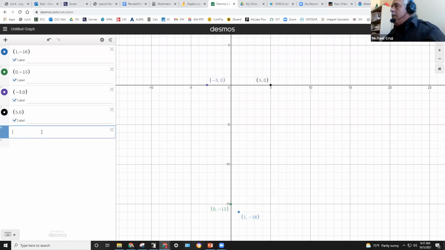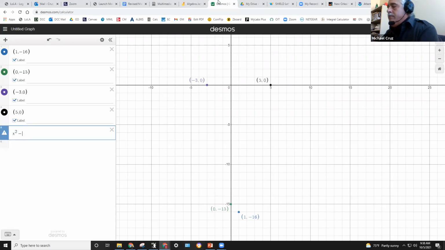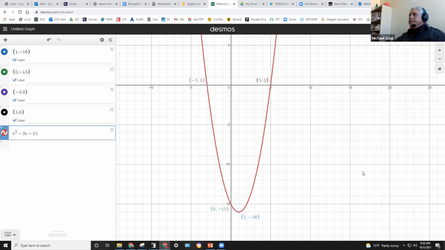So if we put that thing here, we'll see that it connects them all. We'll see, what was it? See that? All right, any question about this?